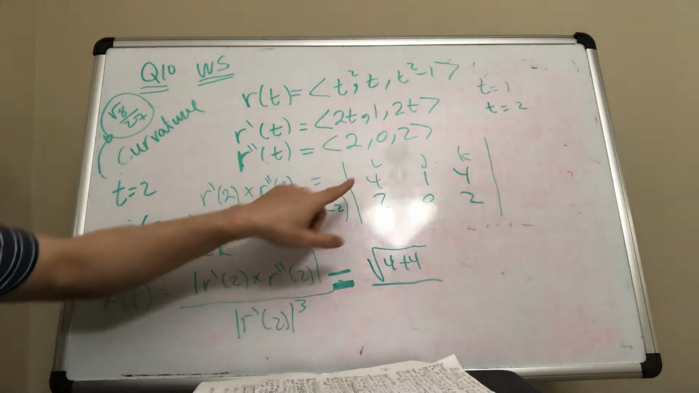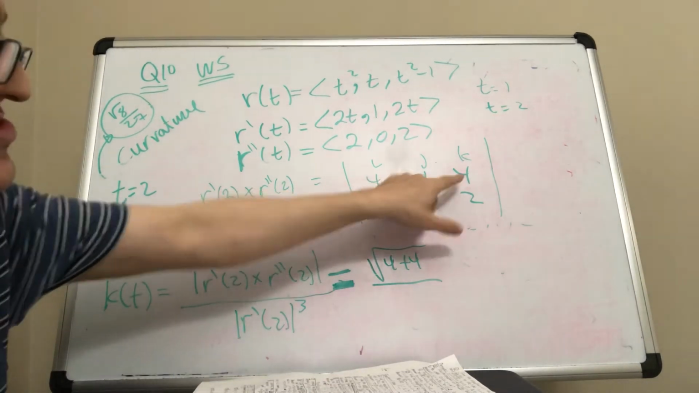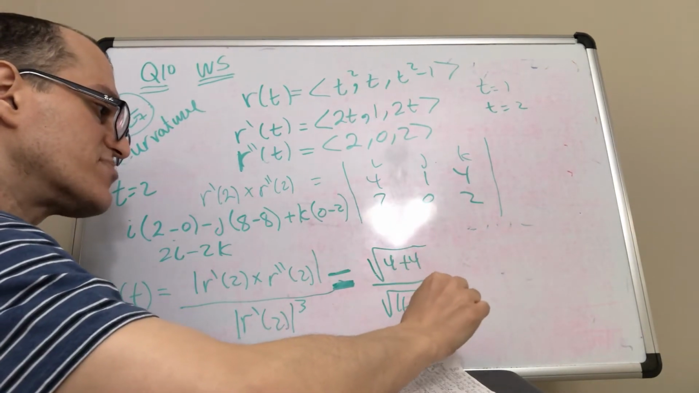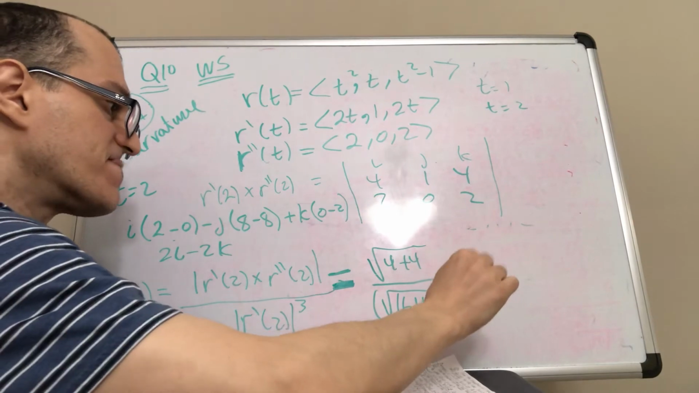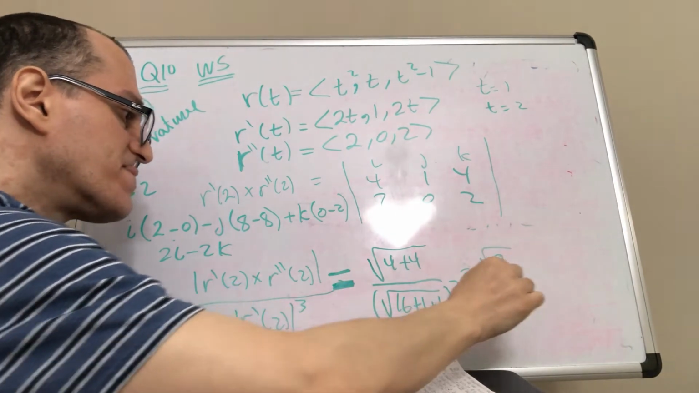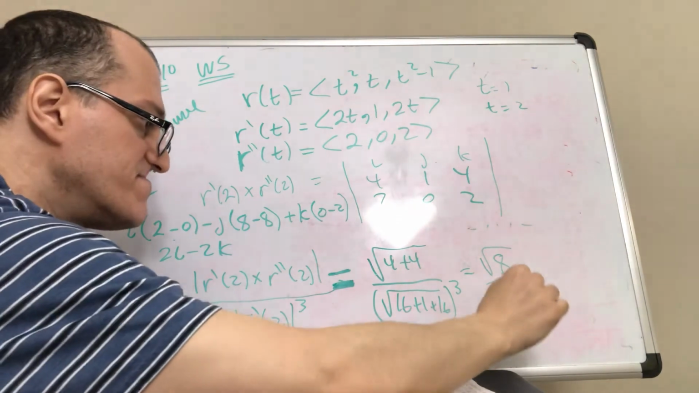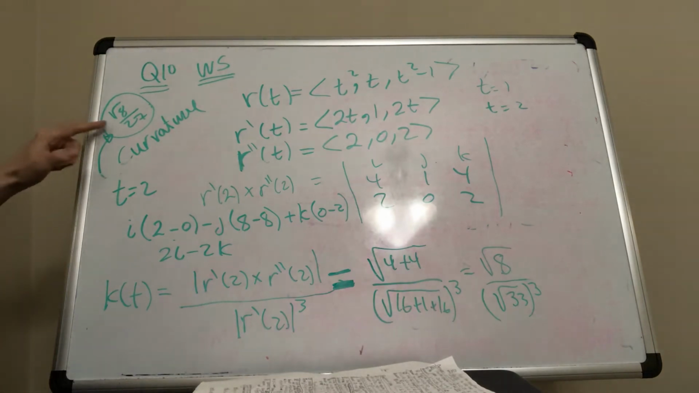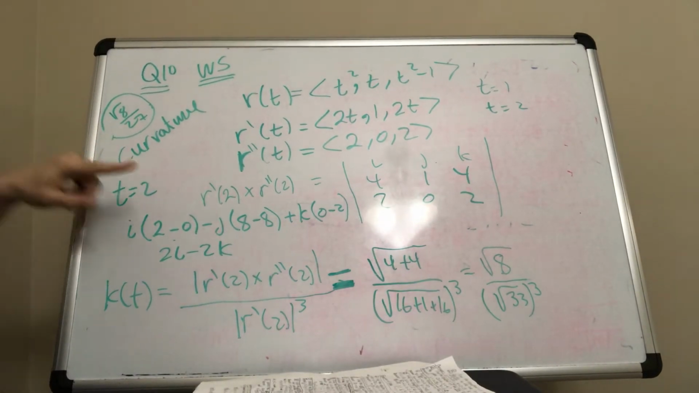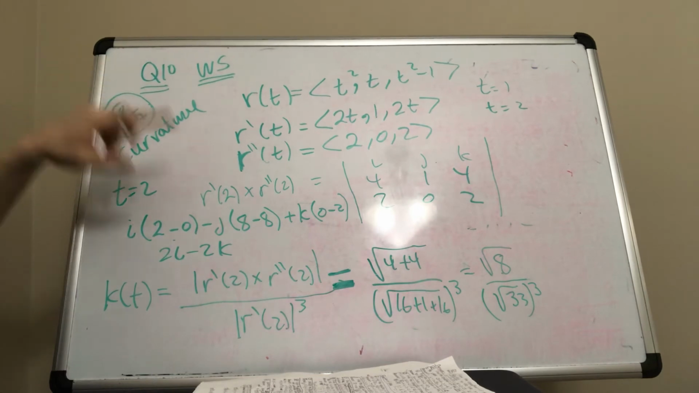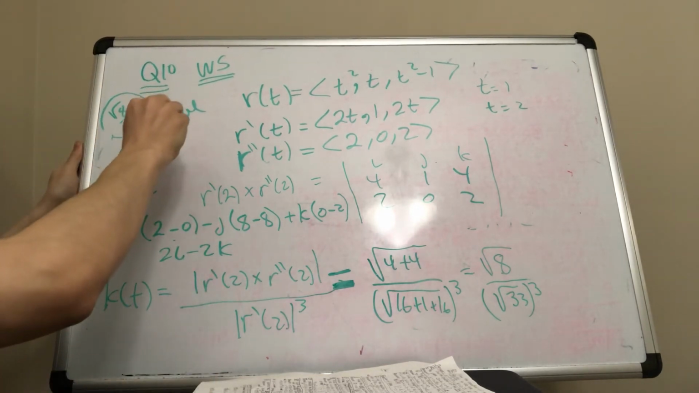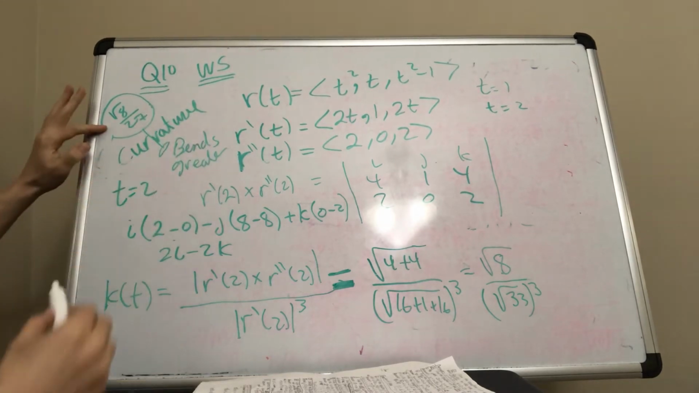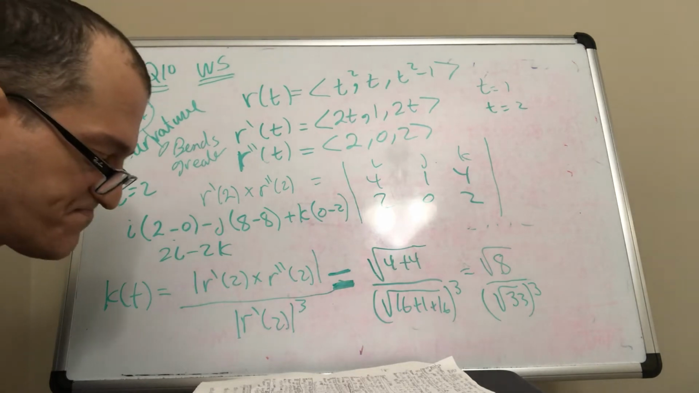The first derivative at 2 is this. You find the magnitude, that's 16 plus 1 plus 16, cubed. Root 8, this is like 33 cubed. This is the one at 1, this is at 2, this number is larger. Here it bends greater, because this number is larger than this number.